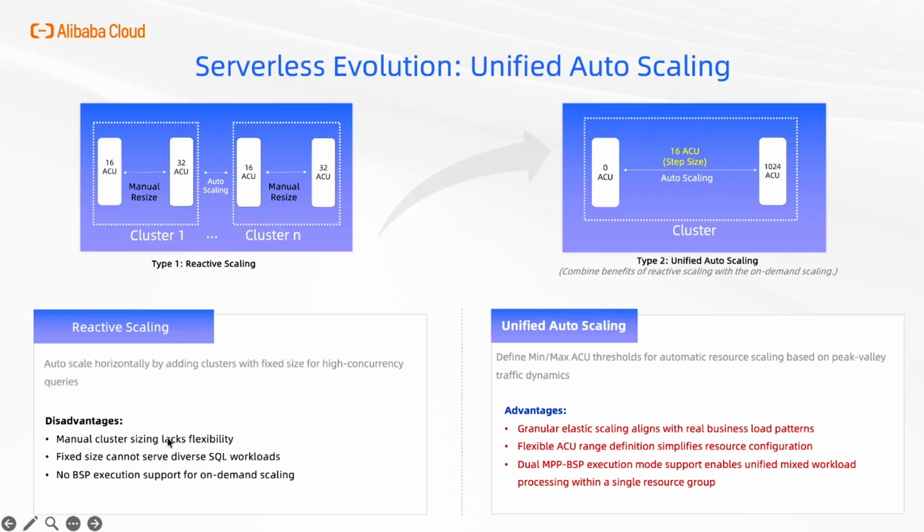While our new auto-scaling resource groups can flexibly scale within a cluster using minimum adjustment steps of 16 ACU while adhering to predefined min-max constraints. This approach significantly reduces the complexity of resource estimation for users, focusing instead on their budget. If users set the minimum resource to 0, they incur no compute costs during idle periods.